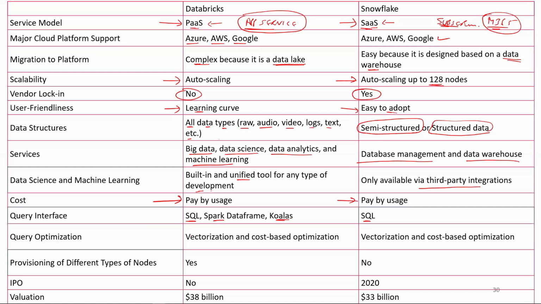Then query optimization, vectorization and cost-based optimization is there, and here also the same. Provisioning of different types of nodes, yes, we can do it, but here we cannot use different kinds of nodes. Okay. And there is no IPO, so this is like commercials, we don't need it here, so it's okay. So this is a brief comparison between Snowflake and Databricks.